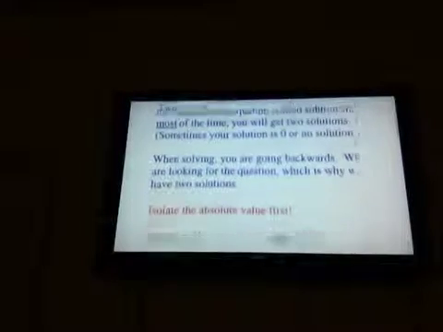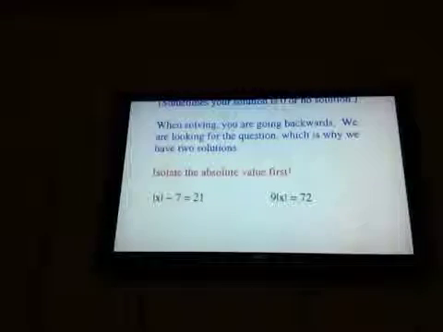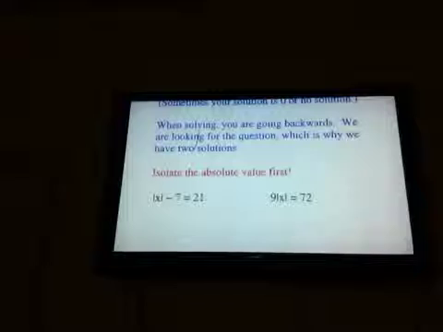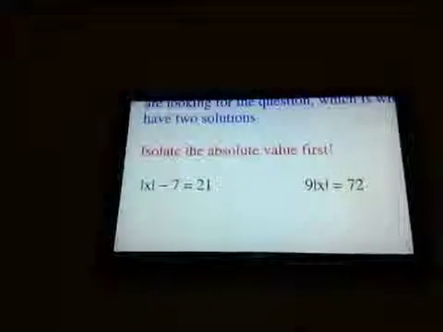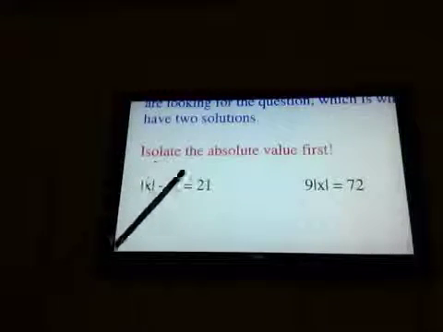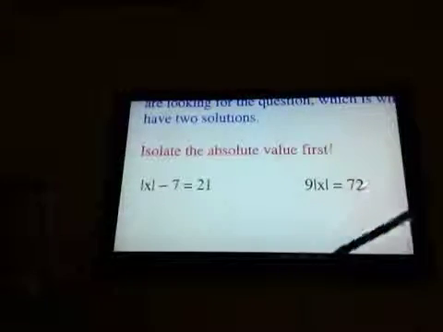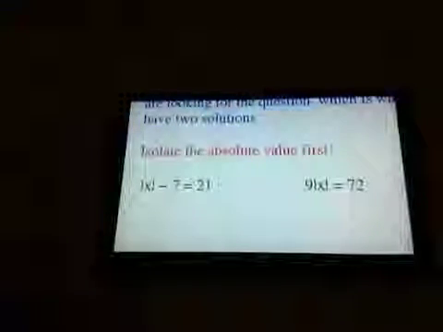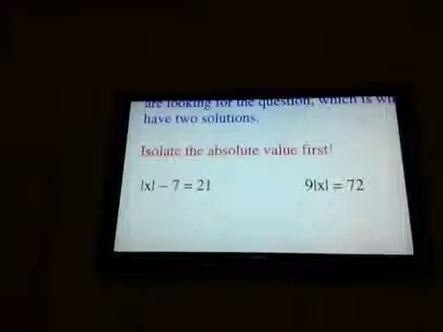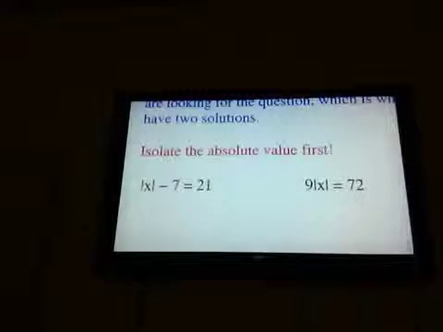Most importantly, in red with an exclamation point, remember when in strategies class you talked about what makes something important in notes? I changed the color and I put an exclamation point. That would mean that it's important. Isolate the absolute value first. Isolate means to get the absolute value term all by itself.